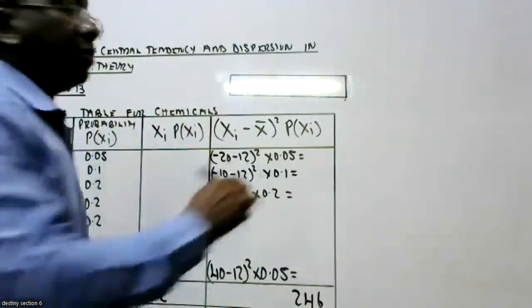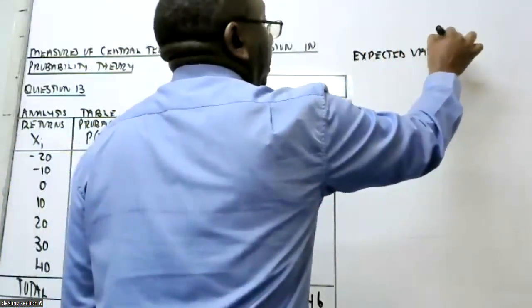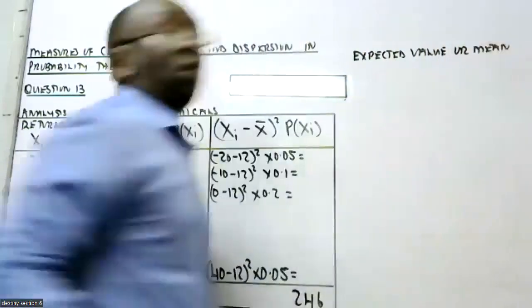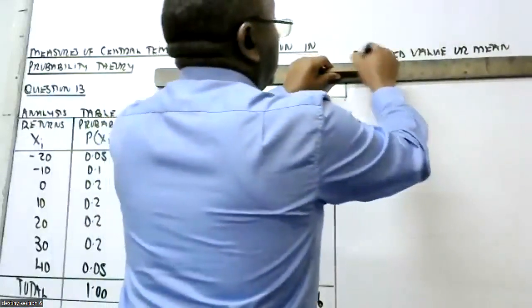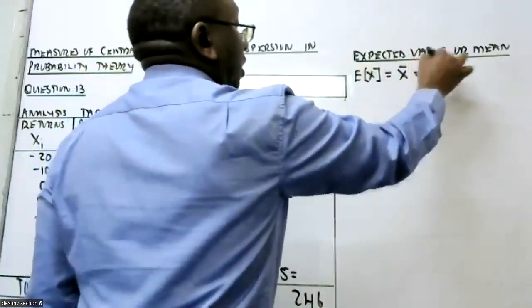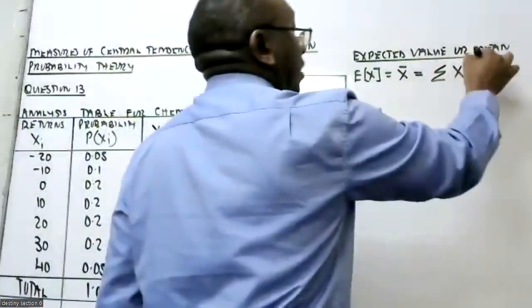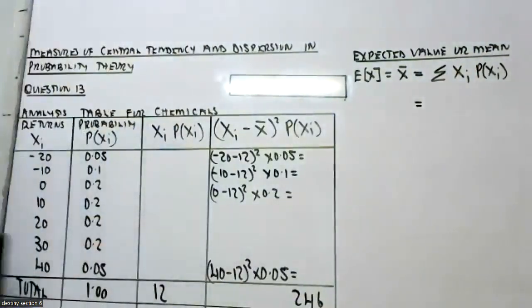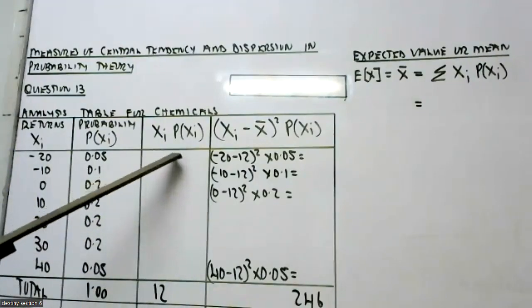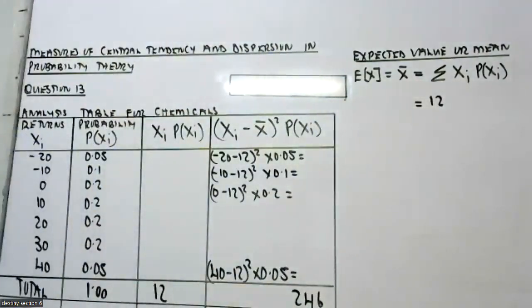Okay, so with those values now, we come down here and get something we call expected value. Expected value is the one that in general statistics we call the mean. It's normally given as the expected value of x, or you can say it is x bar. The formula is the sum of xi multiplied by the probability of xi. Here we have multiplied these ones and added, so the total is 12. So that total is the mean.